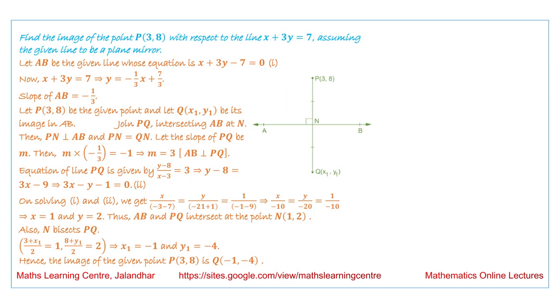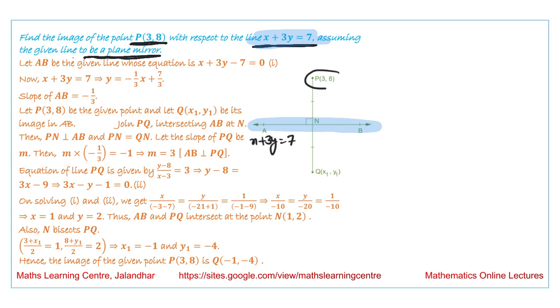Next is find the image of the point P(3, 8) with respect to the line x plus 3y is equal to 7, assuming the given line to be a plane mirror. So this is the line that we have. This is the line we are talking about, x plus 3y is equal to 7. This is the point P given. It is (3, 8). We are saying this is a mirror over here.